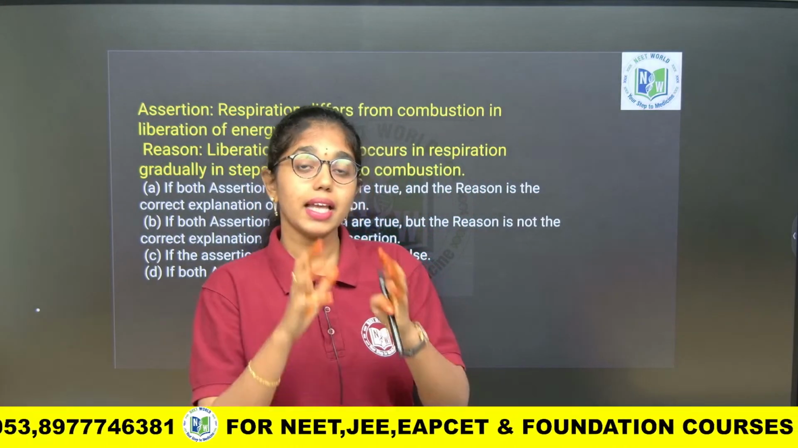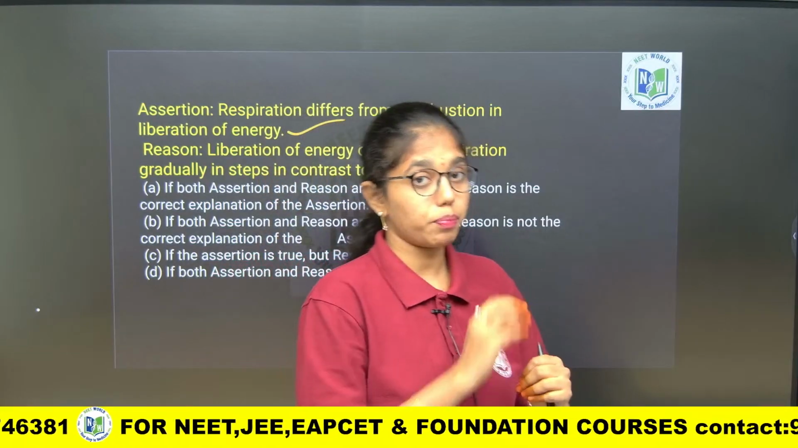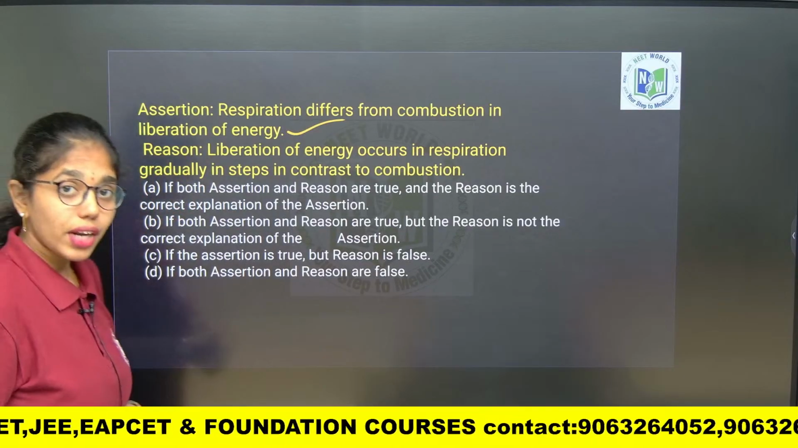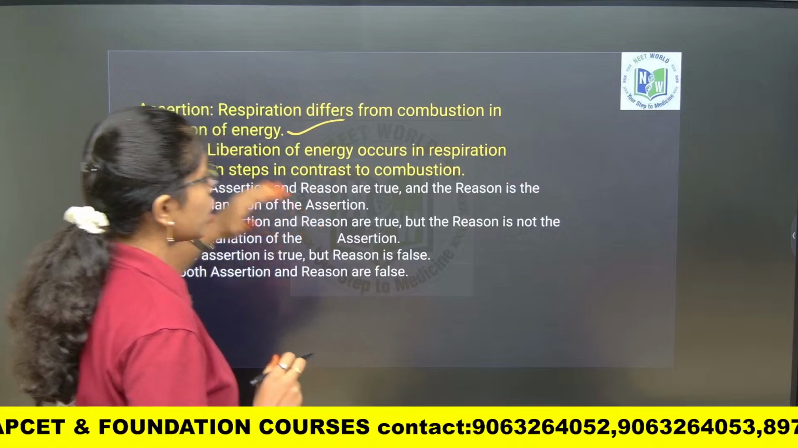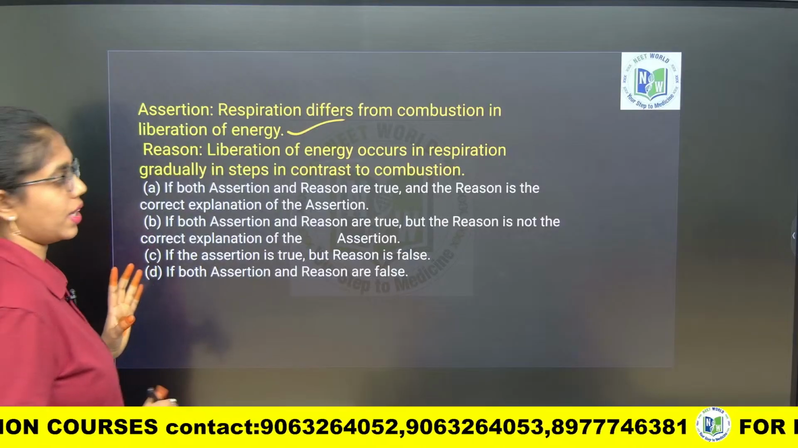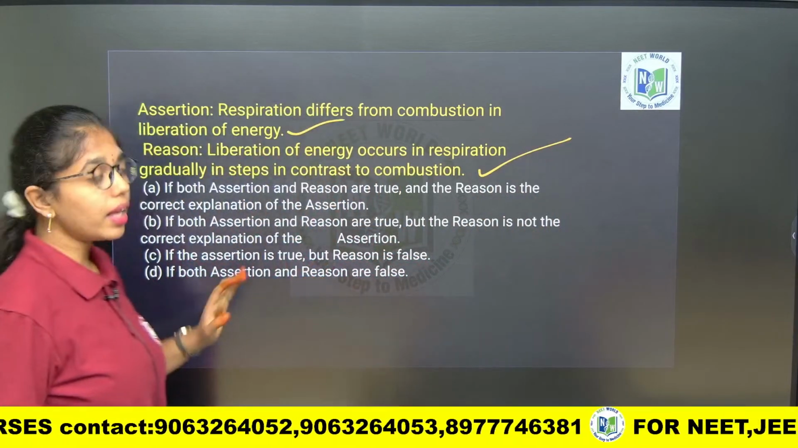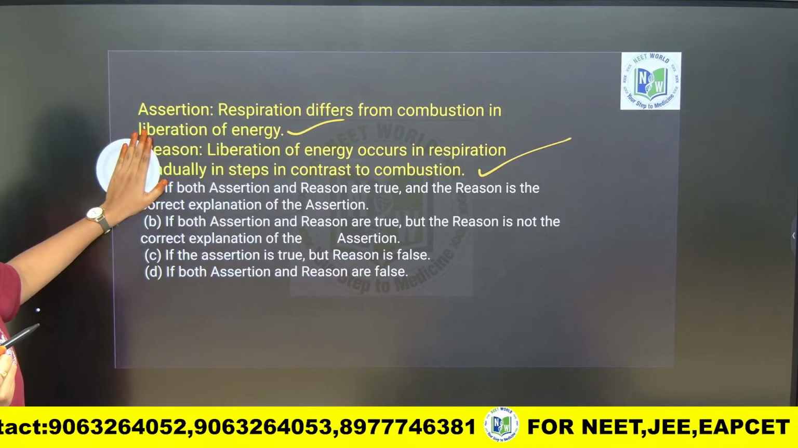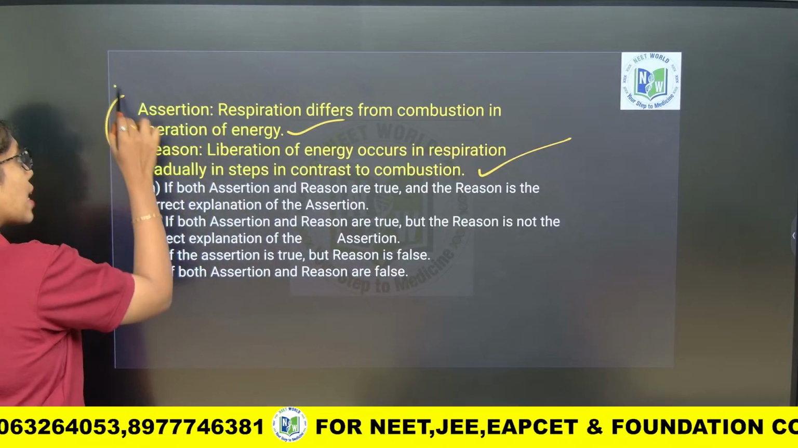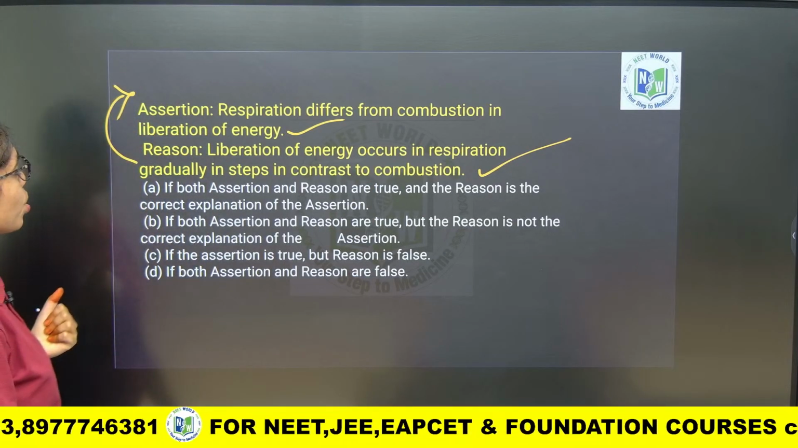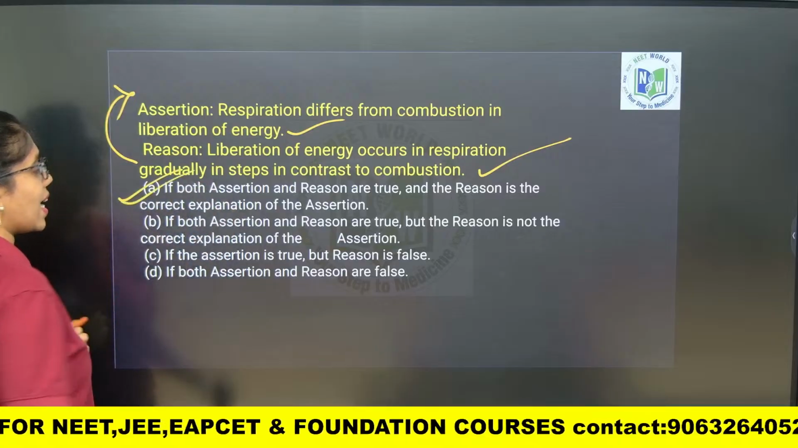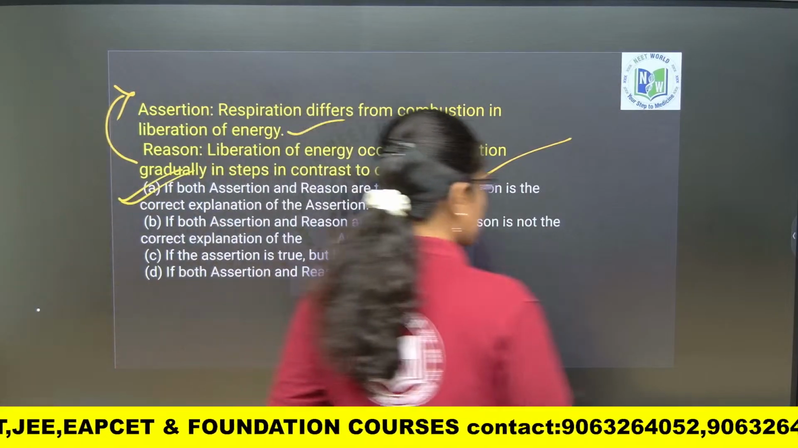Okay, in the Krebs cycle, the energy is being released step by step, not completely at a time as you will see in combustion. In the reason, liberation of energy occurs in respiration gradually in steps in contrast to combustion. Correct. Here in respiration, energy release will happen stepwise, in combustion at a time. So here the reason is exactly explaining the assertion. So what you have to choose over here: both assertion and reason are true and reason is the correct explanation of assertion. Option A will be the right answer.